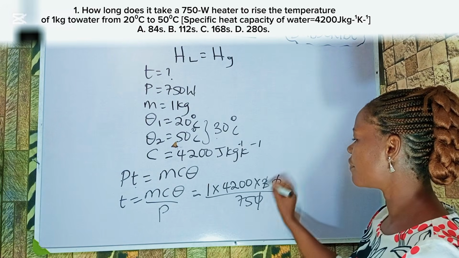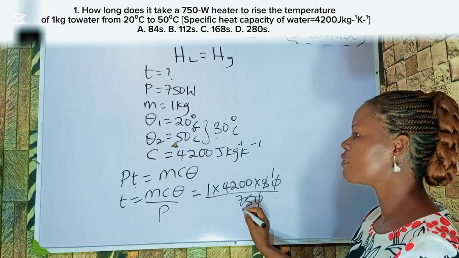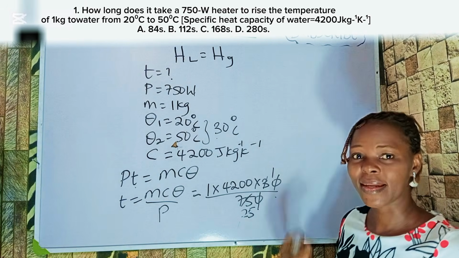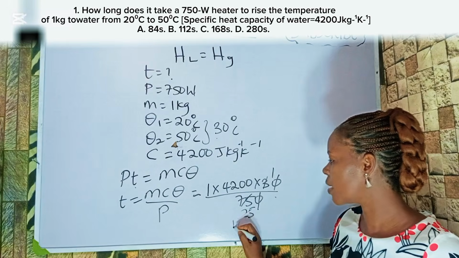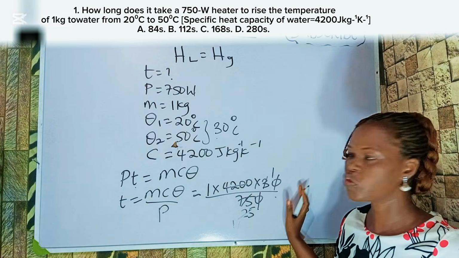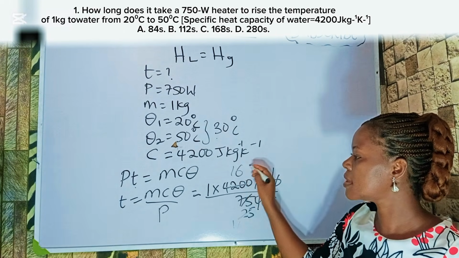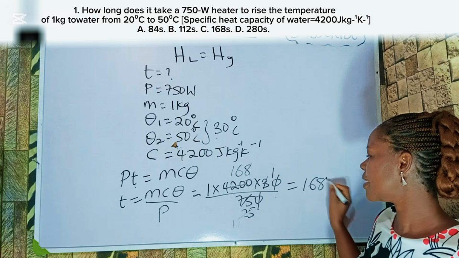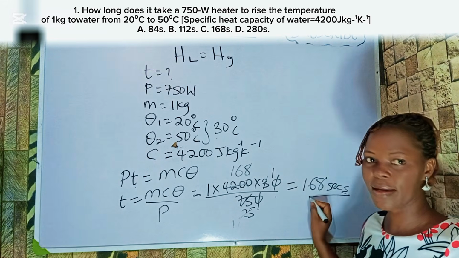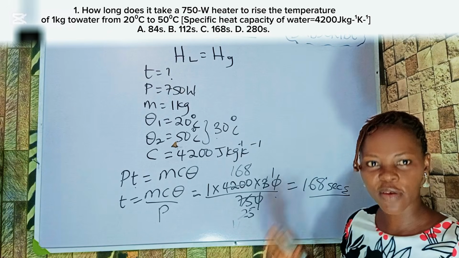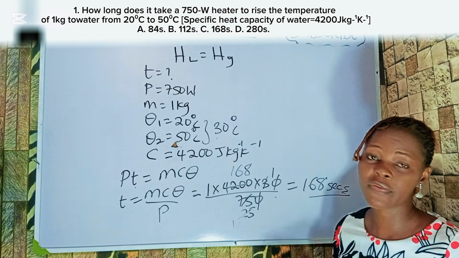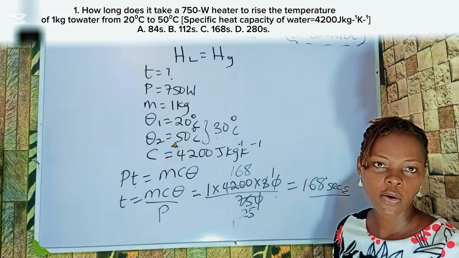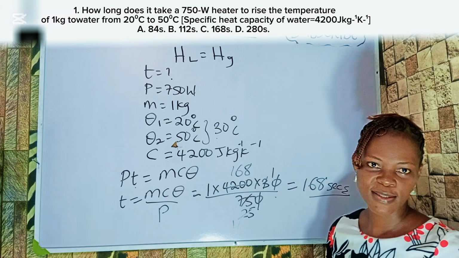Now, you can divide. 3 into itself is 1, and 3 into 75 gives 25. We can now divide: 25 into itself is 1, then 25 into 4200 gives us 168. So my time is going to be 168 seconds. This is how to solve a question like this, and from what we've gotten so far, the correct option is option C. Let's go to the next one.